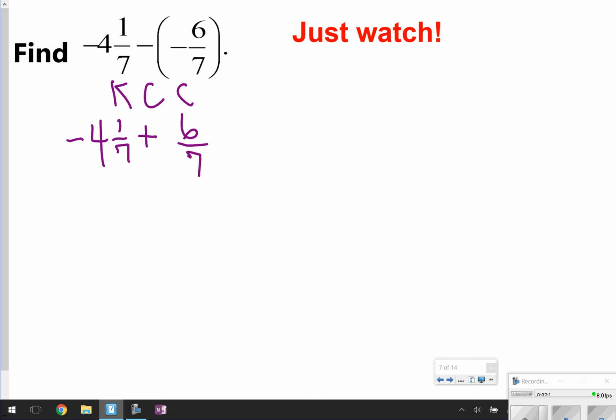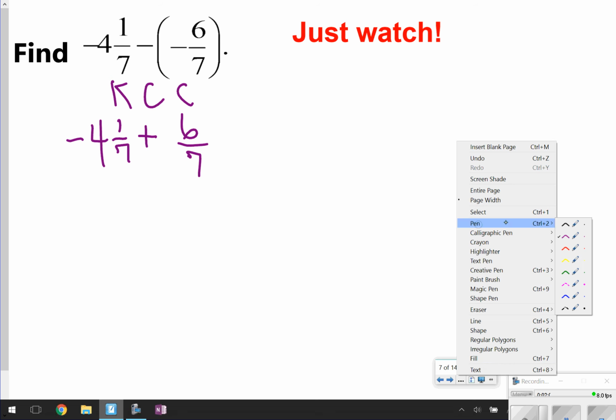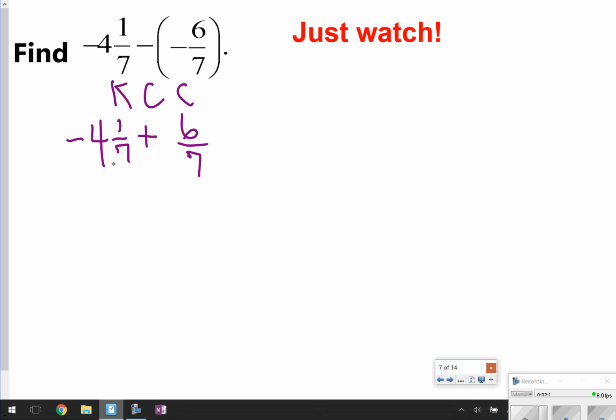So this is what's going to happen. I'm going to do this in a different color so you can see that a little bit clearer. This 4, we're going to borrow it and make it a 3. And since we took 1 away from that 3, we can now put this 1 with the 1/7. How I'm going to do that is I'm just going to add another 7 sevenths, because 7 sevenths is equal to 1. So now this fraction will change to -3 and 8 sevenths.